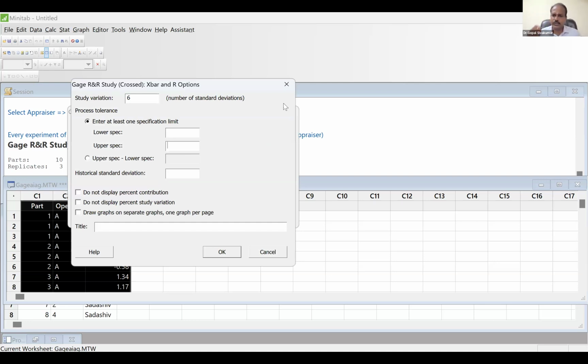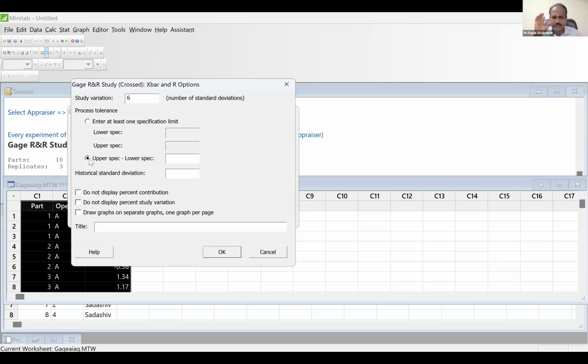During the discussion, I told you lower spec is 99.5, upper spec is 100.5. However, this data is not for 100 plus or minus 0.5. This is some other inbuilt data in Minitab. So I don't know what the lower spec and upper spec are. So randomly, I'm going to declare the difference, because that is important. The difference between the upper spec and lower spec.